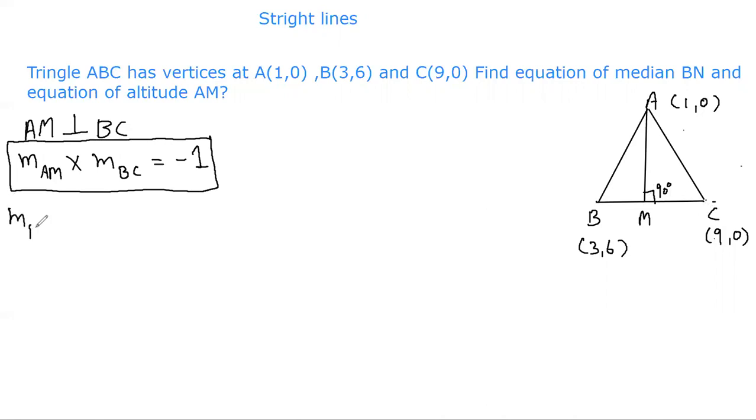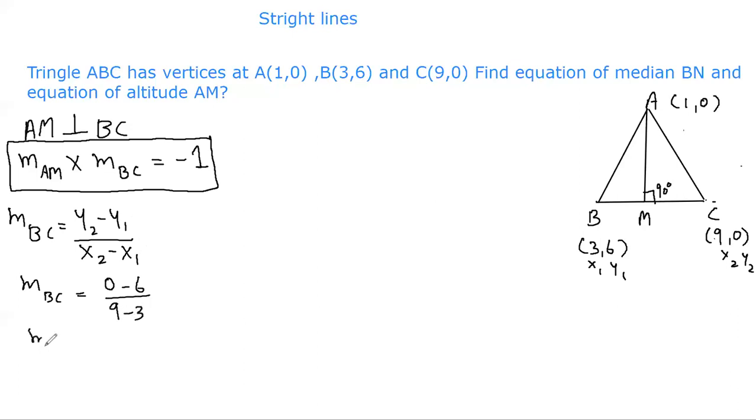So the gradient formula is y2 take away y1 over x2 take away x1. So we can write the gradient is equal to, this is x1 y1 we can consider, and this is x2 y2. So 0 take away 6 divided by 9 take away 3, which is equal to negative 6 over 6, which is equal to negative 1. So the gradient of line BC is equal to negative 1.